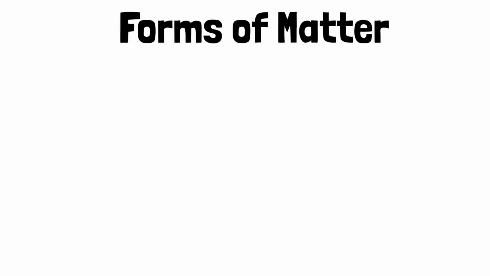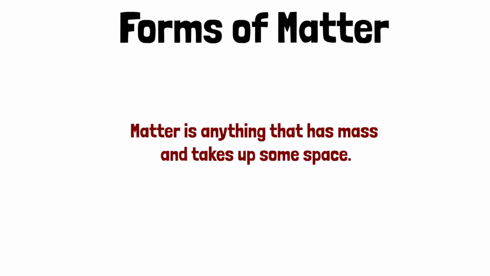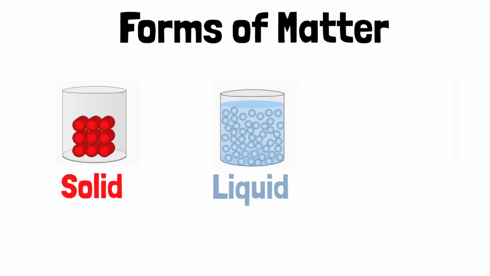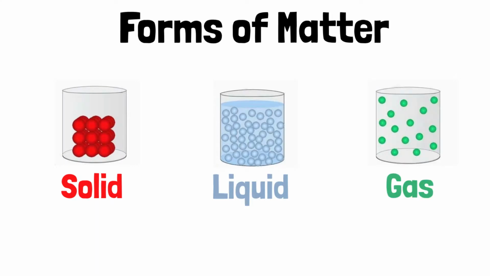Matter is defined as anything that has mass and takes up space. In this lesson, I am going to discuss three forms in which matter can exist: a solid, a liquid, and a gas. Most of the objects in your daily life exist as solids.